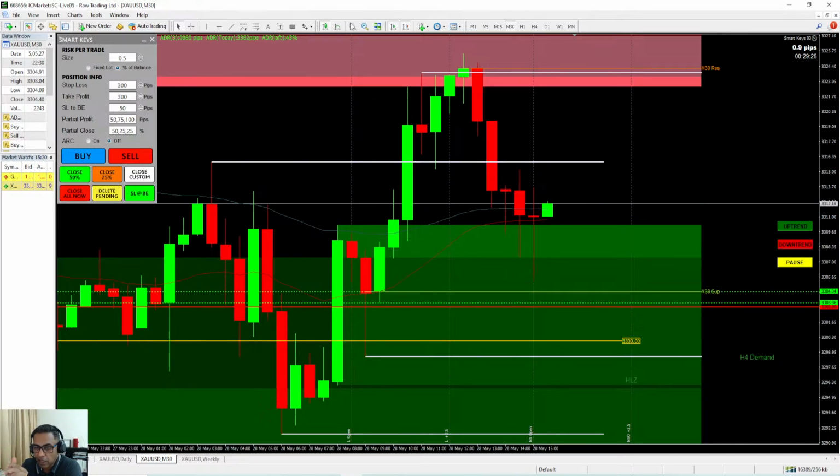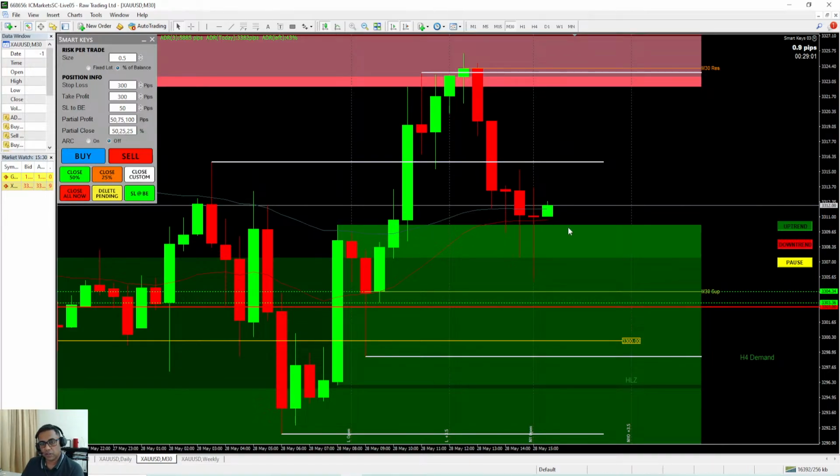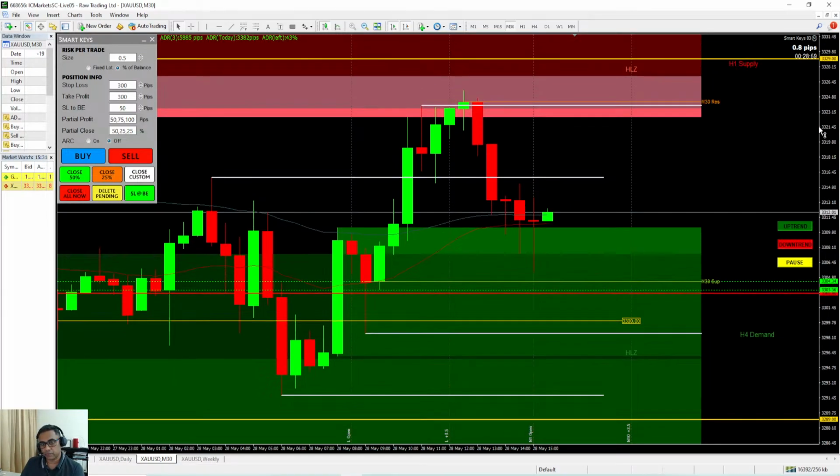Idea is still the same. I'm looking for 30-minute support to form and a tradable 30-minute bull candle to close from one of the liquidity levels here, either at the 3,300 or the liquidity candle, to push price back up. And if you come to this area here or above this to the liquidity candle and form 30-minute resistance, we can look for a trade to come down.